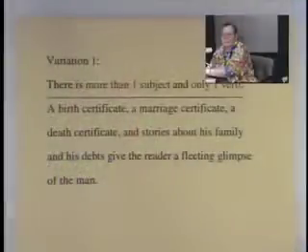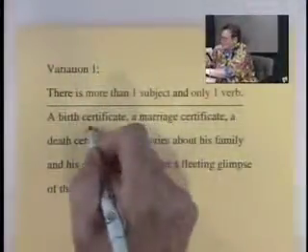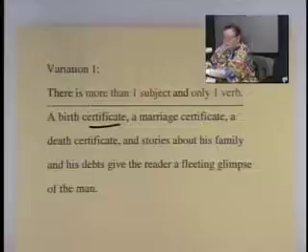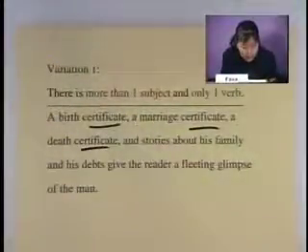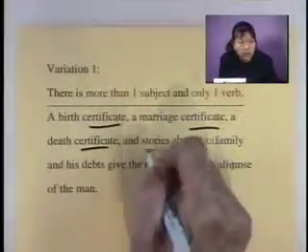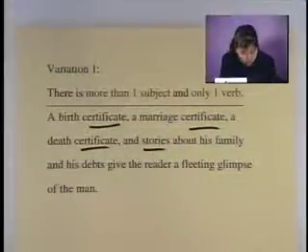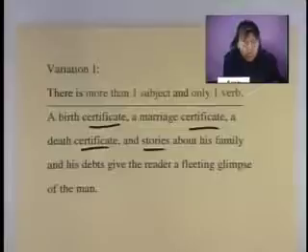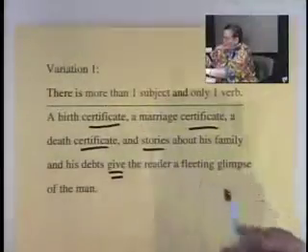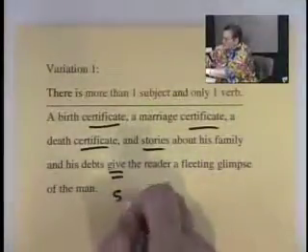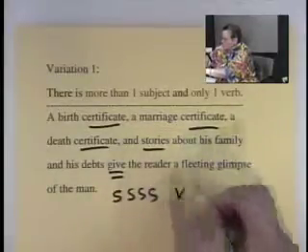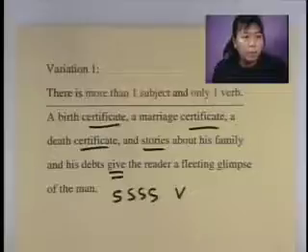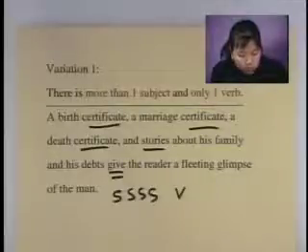Farah, look at this for me. Where's the subject? Certificate. Certificate, much louder. Where's the next one? Certificate. Certificate again. How about the next one? Certificate. Certificate, and the next one? Stories. How about my verb? Give. So I have something that looks like this: 1, 2, 3, 4 subjects and one verb. What kind of a clause is this, Farah?